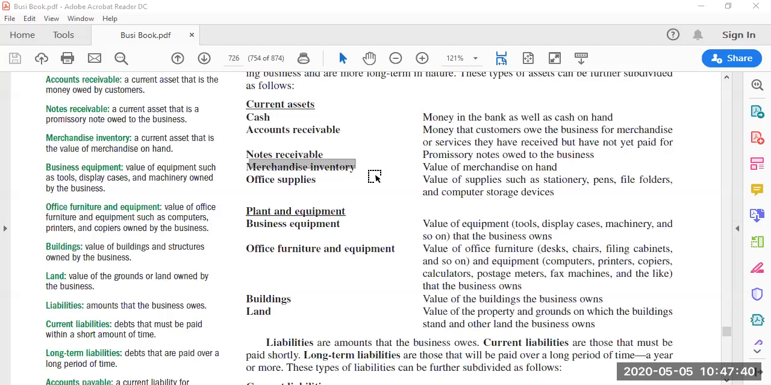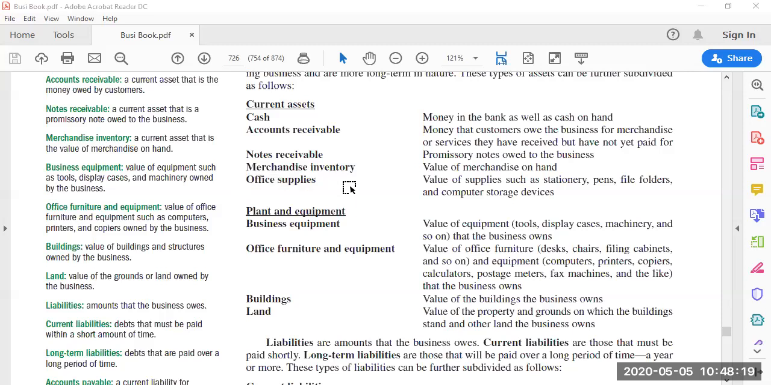The next current asset is merchandise inventory, the value of merchandise on hand. Any product that we have that we're going to be selling, but it has not been sold yet, is in the inventory to be sold. We keep track of that. That's an asset to us, and we call that merchandise inventory. Office supplies are the values of supplies such as your stationery, pens, paper, computer storage devices can fall under this office supply category, like hard disks, little pen drives, these type of things.